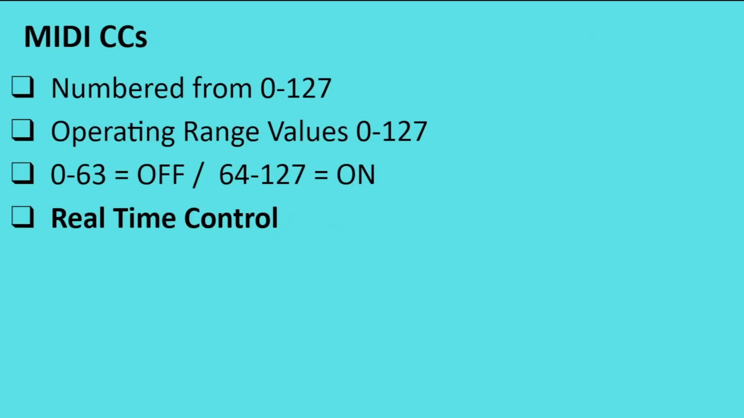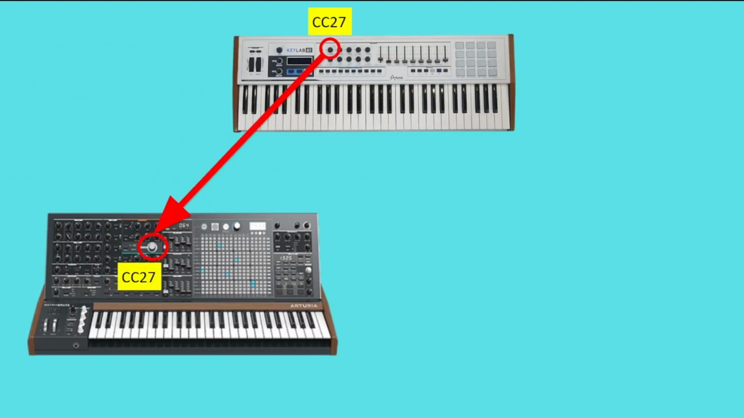MIDI CCs allow real-time control of their associated parameters. If I program a knob on a MIDI keyboard to transmit the same CC number that's assigned to the master cutoff on my Matrix Brute, then, as I showed earlier, I can control the Matrix Brute using the Keylab in real time. Moving the knob on the Keylab will have exactly the same effect as if I had moved the actual knob on the Matrix Brute.